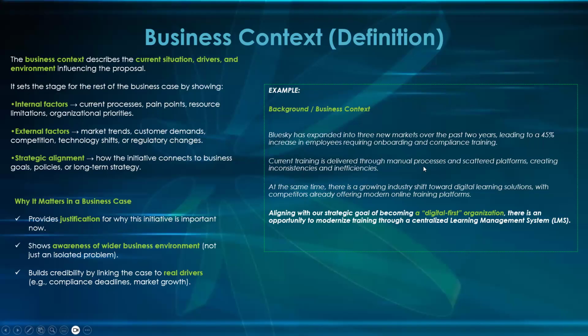Because if you go through the steps, you will notice online has to do mostly with digital. So now there is an opportunity to modernize their training through a centralized learning management system. Does this thing not look very simple? So you see how I gave context to why we're doing what we are doing. Does it make sense? Are we confused?